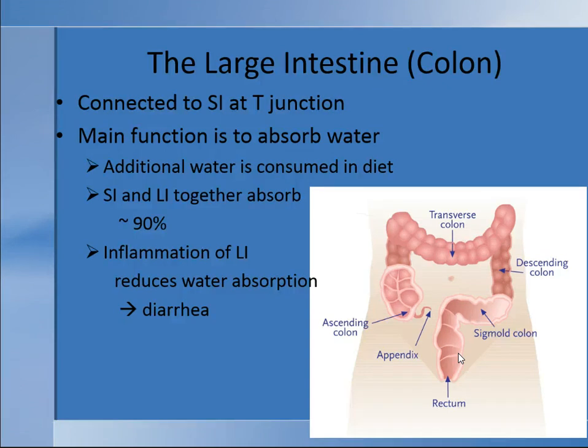And you can actually have a really good example of the large intestine absorbing lots of water when it fails, right? So if you get inflammation in your colon, your large intestine, you can't absorb as much water, and that's what diarrhea is, right? Inflammation of the large intestine. But together, the small intestine and the large intestine absorb about 90% of the incoming water.